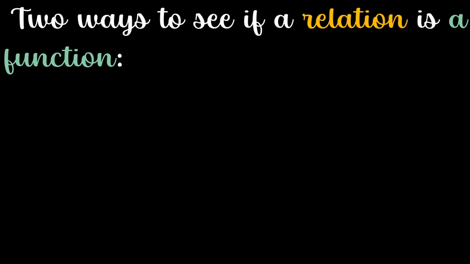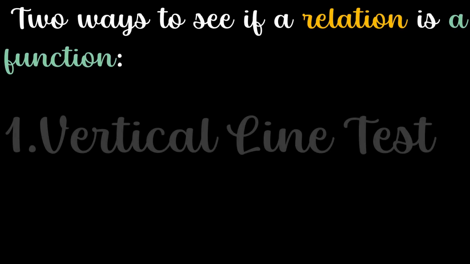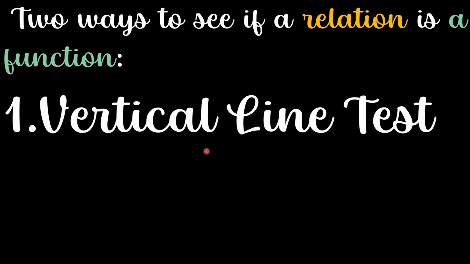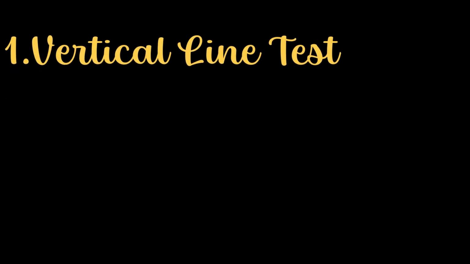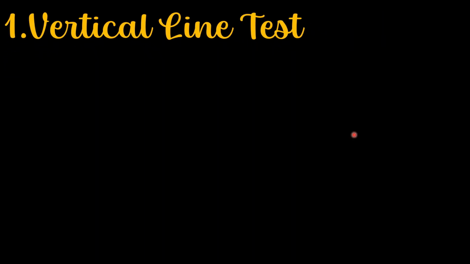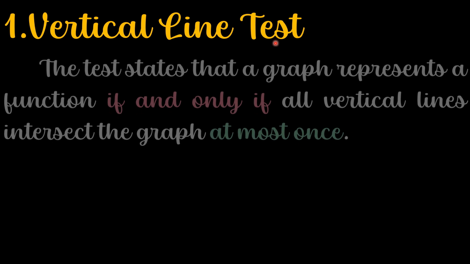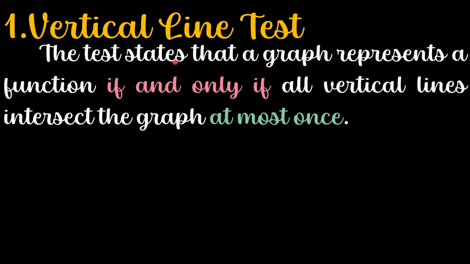Now, there are two ways to see if a relation is a function. First is the vertical line test, and the second one is the mappings. Now, let's first discuss the vertical line test. The test states that a graph represents a function if and only if all vertical lines intersect the graph at most once.